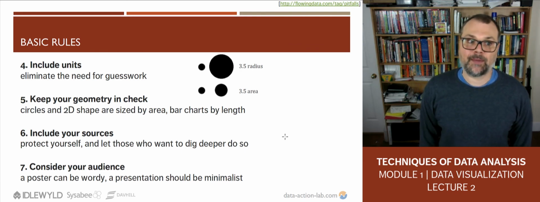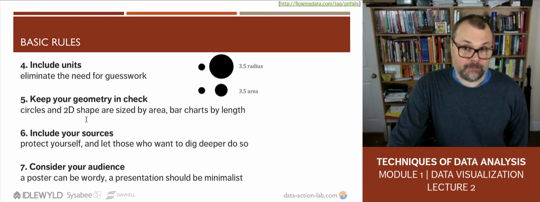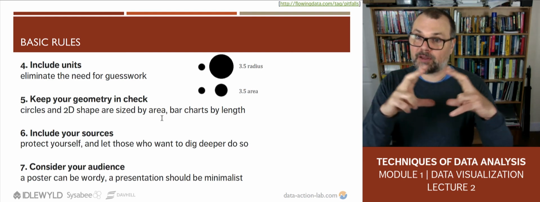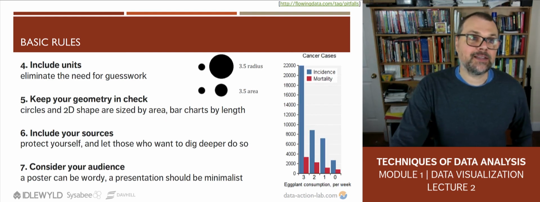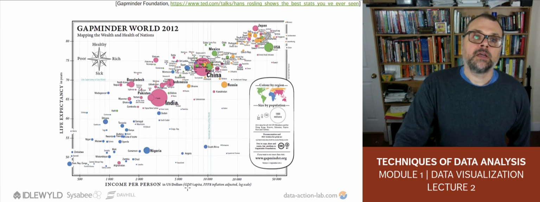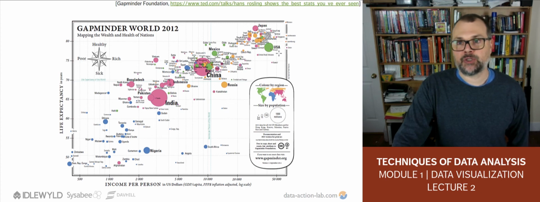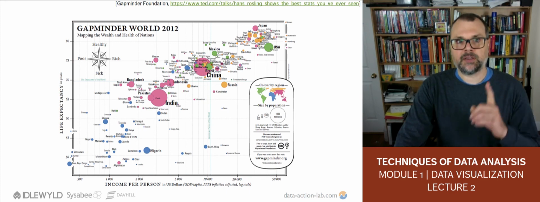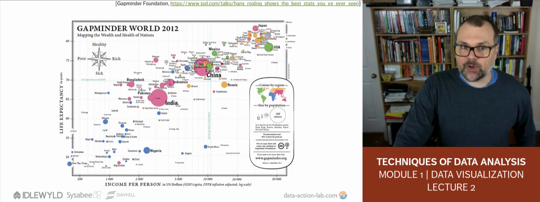Your geometry should be kept in check. When you use area to represent a quantity, such as the population of a country represented by the bubble, are you able to tell easily, here for instance, that the population of China, based on this circle, is roughly 3.5 times or 3 times as big as the population of the United States based on this circle? No, human beings, we can't do that. We can tell that the population of China is bigger than that of the United States. By which factor? That's very hard for us to do, right?